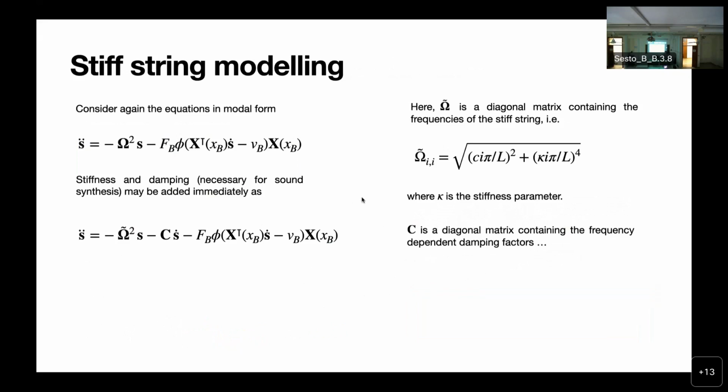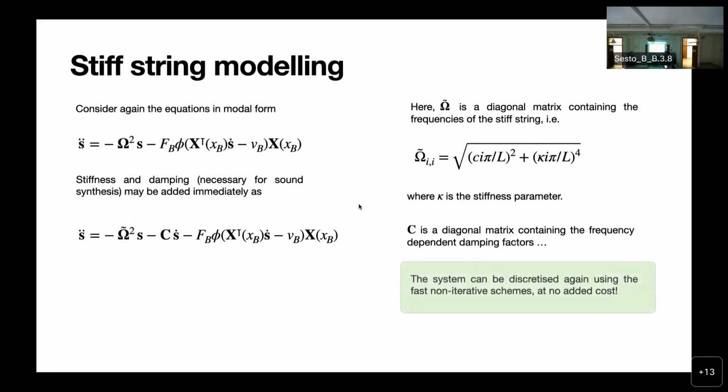And okay, the last bit of modeling that you need is to add losses and probably a bit of stiffness to your string so that it sounds a little more musical, because strings are not harmonic really. You know, you have a bit of stiffness that changes the location of the partials in the spectrum. But again, you can augment the model equations, and the discrete time algorithm doesn't change.